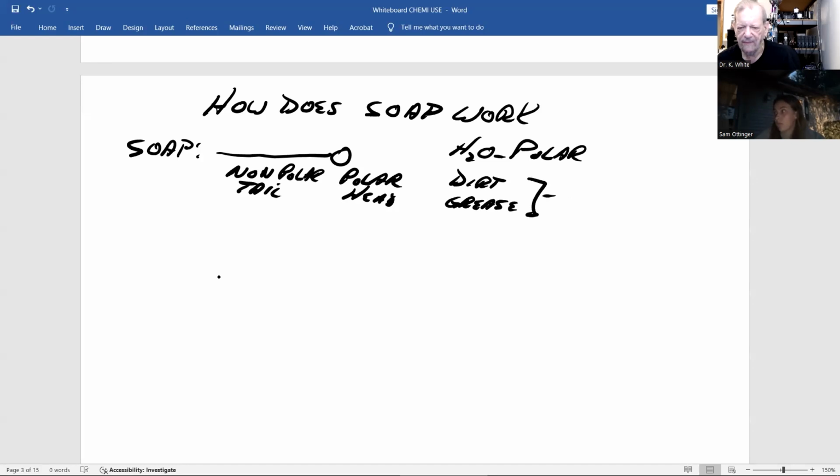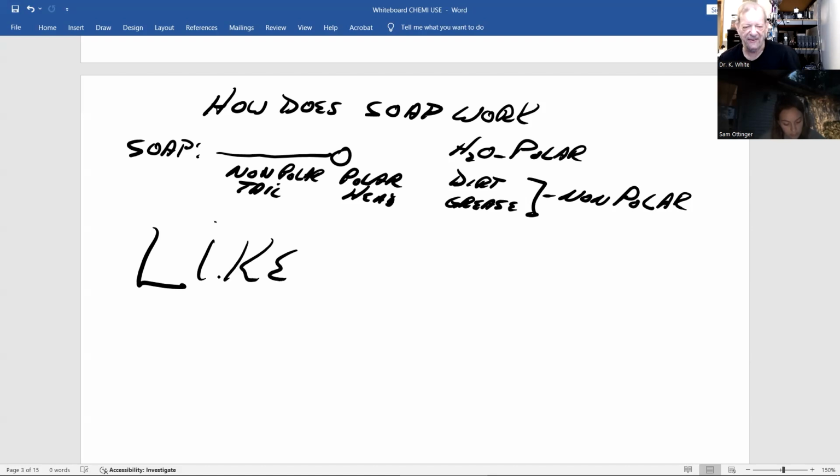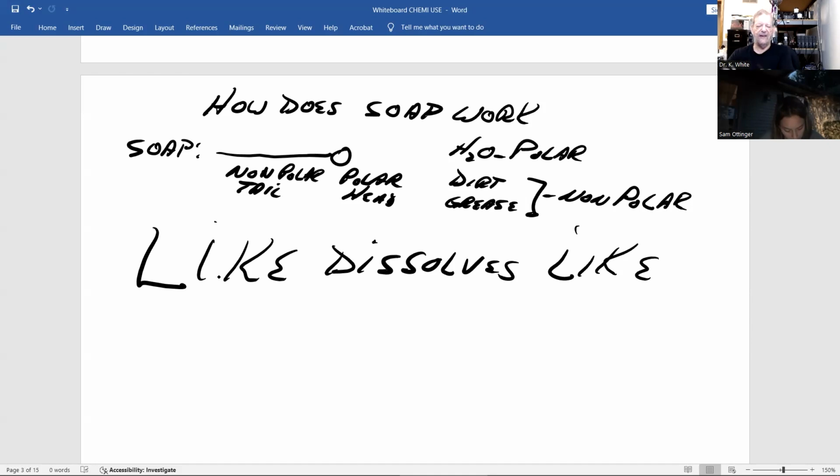Water is polar. Dirt and grease are non-polar. The most important piece of the puzzle, which is why I'm going to a real large font, is like dissolves like. Things that are polar are soluble in polar things. Things that are non-polar are soluble in non-polar things. And when you mix them together, they're insoluble.